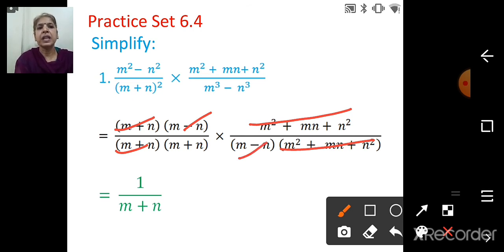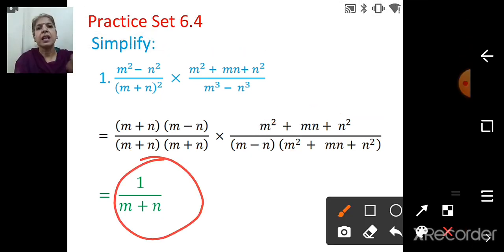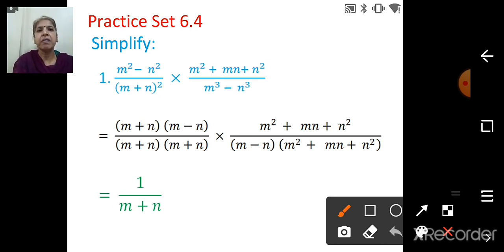So in the numerator all the factors have been divided, and nothing is remaining, which means 1, and in the denominator we are having m plus n. So this is our answer, 1 upon m plus n. So what we have done here: we have factorized them, written the factors, and whichever same factors are there, we have divided them, and what is remaining, we have simplified and written as the answer.